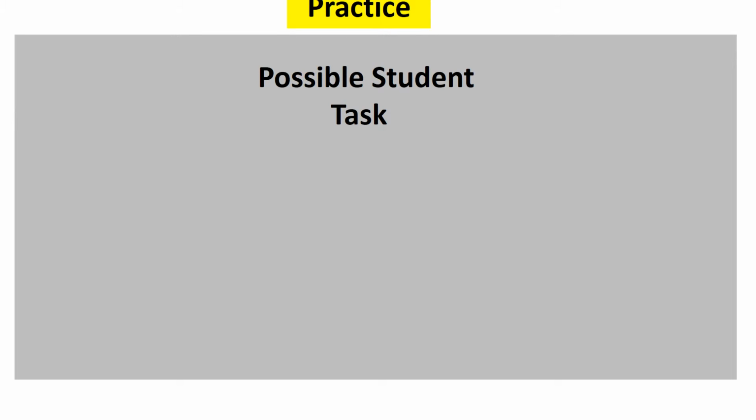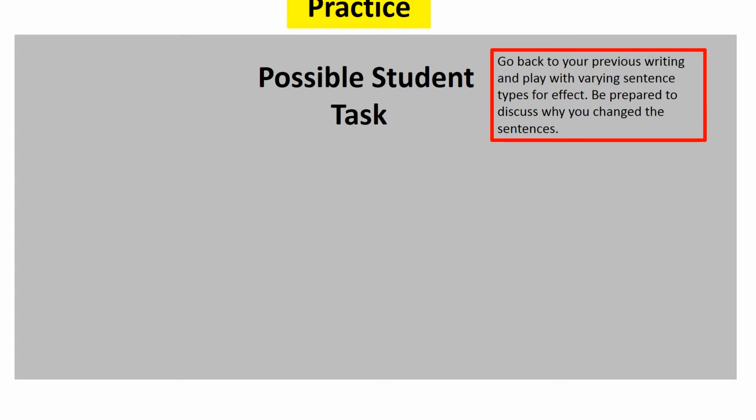So what would that look like in our own writing? Well, here's a possible task that we could do. What if you went back to your previous writing and played with the sentence types, for effect, the way Carolyn Reeder did when she wanted us to really understand that Will was getting increasingly upset? What if we looked at our own writing and tried to duplicate that? Okay, well, let me show you what I did. This is what I did for mine.